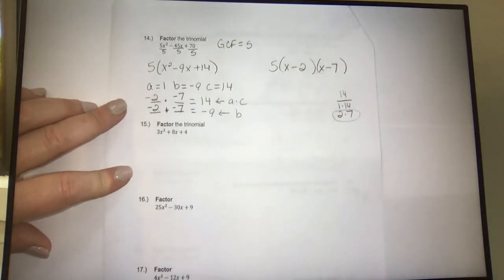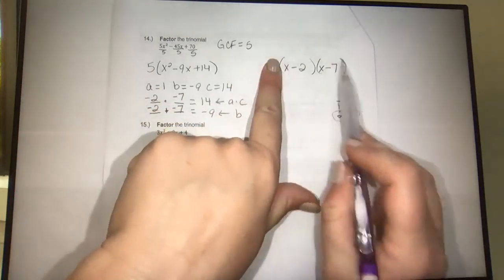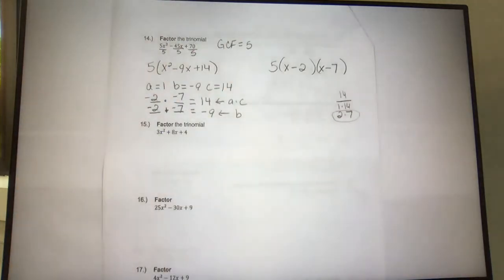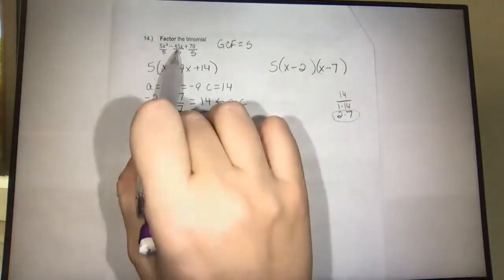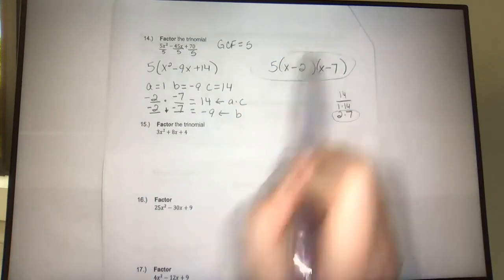Now, if you have time and you're going to check your answer, forget your 5 for a moment and FOIL this out. Once you get a nice trinomial, then push the 5 through so that you'll go right back to where you started. Okay. All right, everyone okay there?